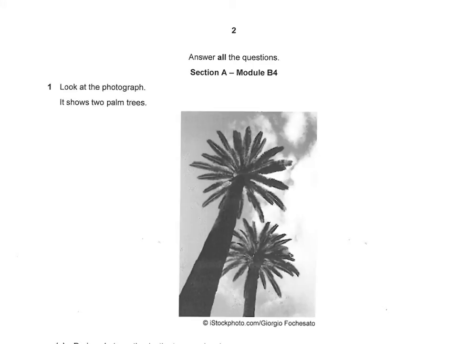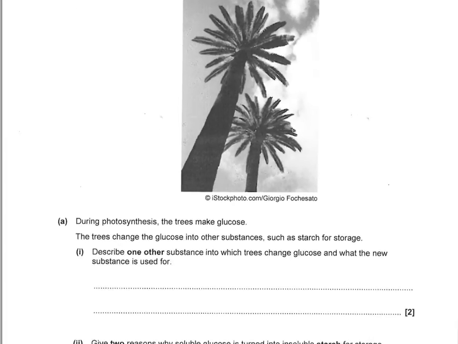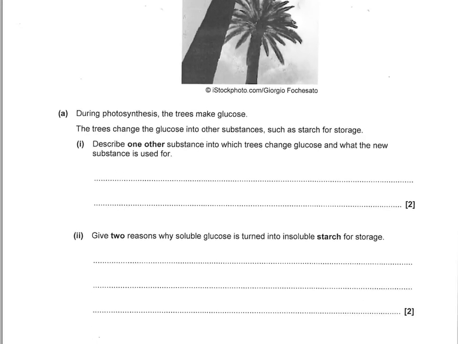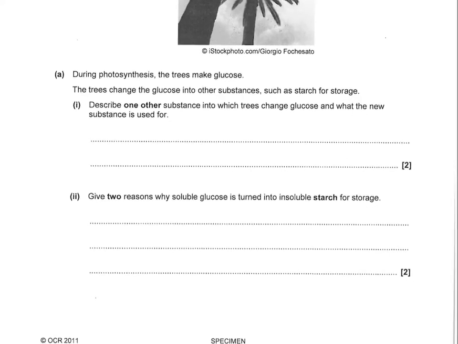The first section is the Biology section, so it says look at the photograph. It shows 2 palm trees. During photosynthesis, the trees make glucose. The trees change the glucose into other substances such as starch for storage. Describe one other substance into which trees change glucose and what the new substance is used for. So 2 marks here. You've got to give a substance and what the substance is used for.